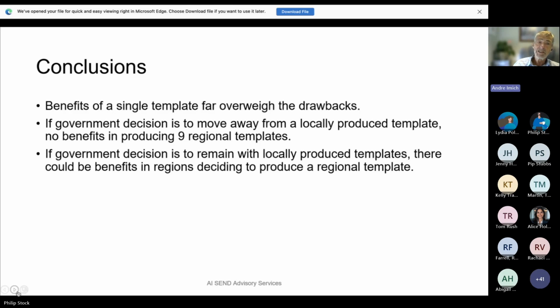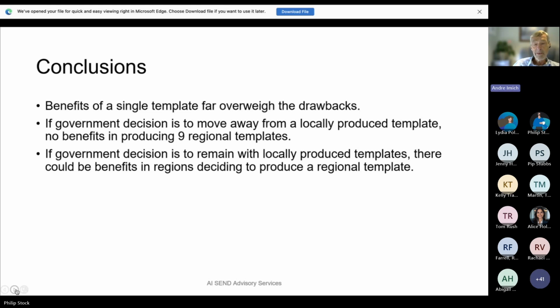It would move the discussion to probably more meaningful and useful areas of the system. If the department decides to move away from a locally produced template, as we have now, I can see absolutely zero benefits in the department producing 9 regional templates. There's a single legislation, there's going to be a single code of practice. It might change, but it will still be a single code of practice. I cannot see one benefit in having a regional template if the department moves away from allowing local areas degrees of freedom.